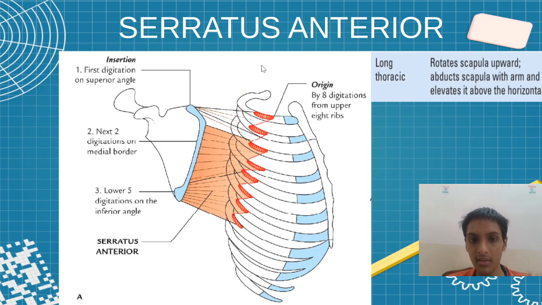Okay. Now let us see serratus anterior. Origin: first 8 digitations, here. Insertion is into the medial border of the scapula. Supplied by the long thoracic nerve.